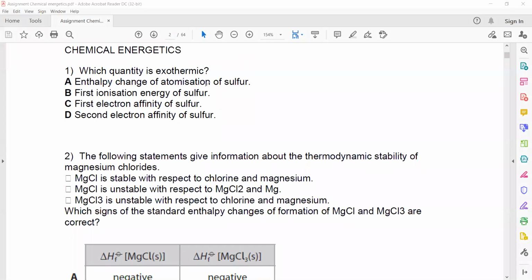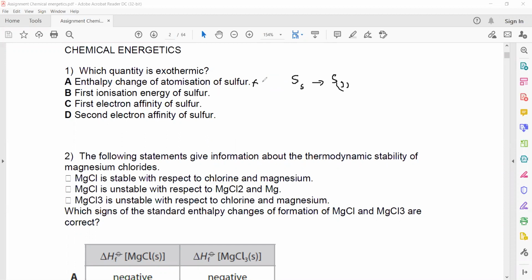So when we work out enthalpy change of atomization, atomization means energy required to produce atoms in a gaseous state. So we have to supply energy, like sulfur is solid, energy required to convert sulfur into gas. So that is endothermic. This cannot be an answer.